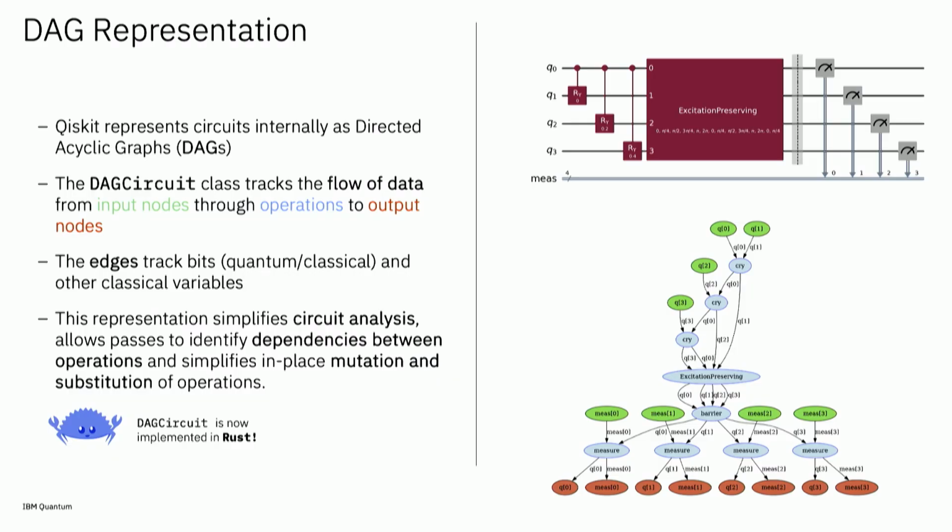And so now that we understand the constraints that the transpiler has to deal with, now we can look at how the transpiler is constructed and architected. And the first thing to understand is the DAG representation. So in Qiskit, we represent a quantum circuit in the transpiler as a directed acyclic graph, or DAG. The DAG tracks the data flow of quantum bits, classical bits, and then also classical variables from the start of the circuit to the end of the circuit.